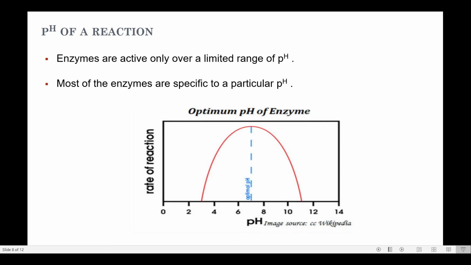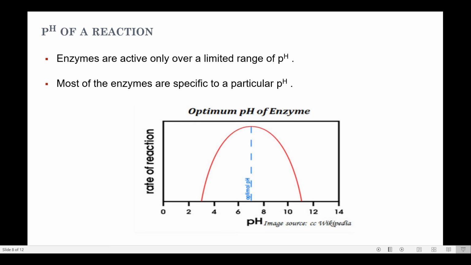Coming to the pH of the reaction, how will pH affect the rate of a reaction catalyzed by an enzyme? Most of the enzymes have a characteristic optimum pH at which their activity is maximum. You can see in this graph, the reaction rate is increasing, reaching a maximum point and then coming down. It is different for different enzymes. Most enzymes have one optimal pH at which their enzymatic activity is maximum.